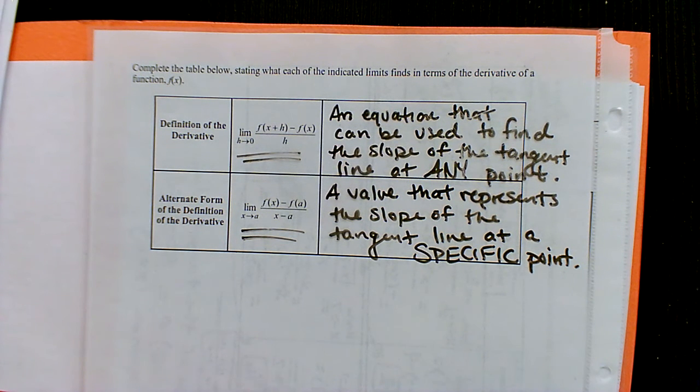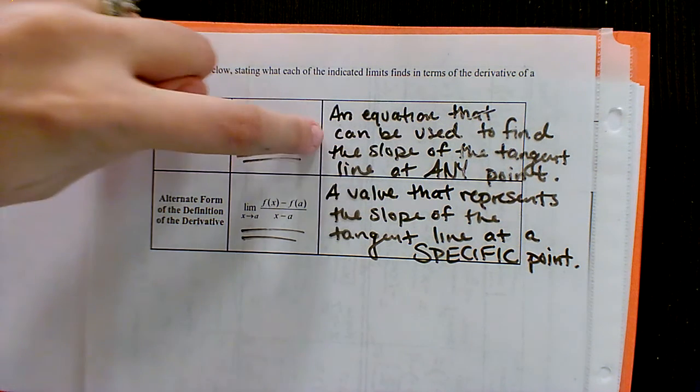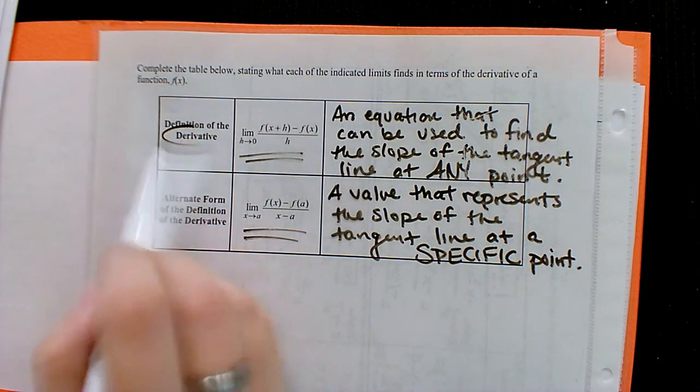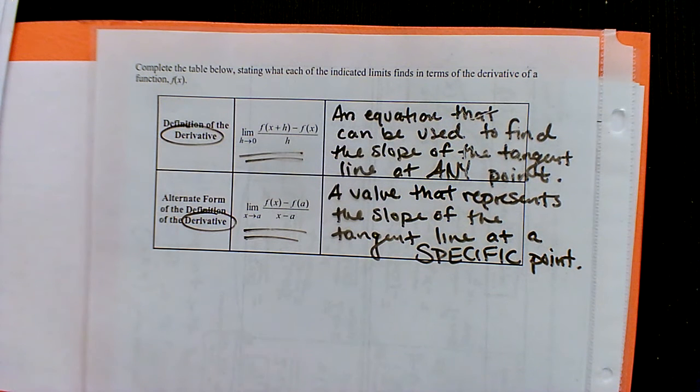Do we see the difference between the two limits? They're both representing slope, aka derivative. It's just, what are you trying to find? Are you trying to find a generic slope, meaning for any point graphically, or are you trying to find a specific slope at one location, and that's the only one you're really interested in? Okay, so they both mean slope, they both mean derivative. It's just, what are you interested in finding?